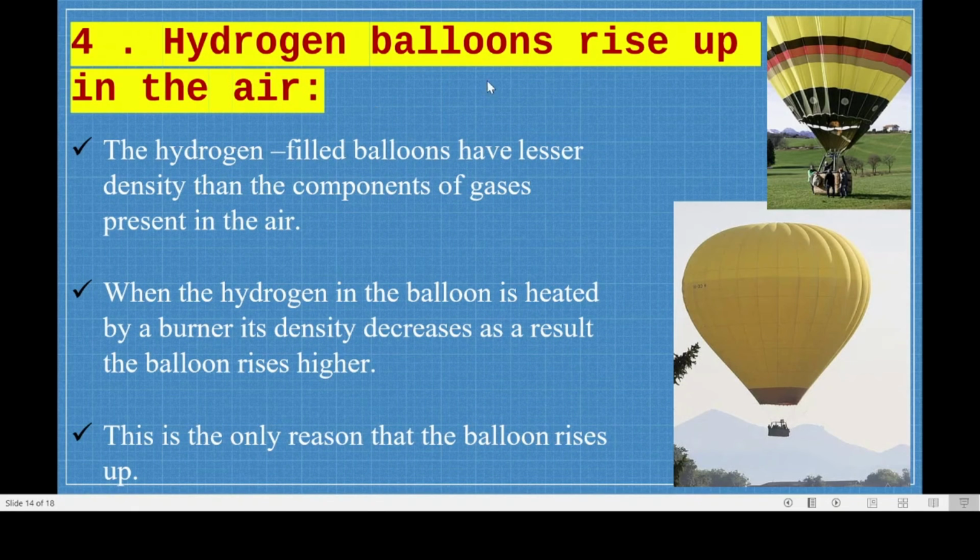Next one, hydrogen balloons rise up in the air. The hydrogen filled balloons have lesser density than the gases present in the air. So when the hydrogen gas in the balloon is heated by a burner, its density decreases. As a result, the balloon rises higher and higher. This is the only reason that the balloon rises up.